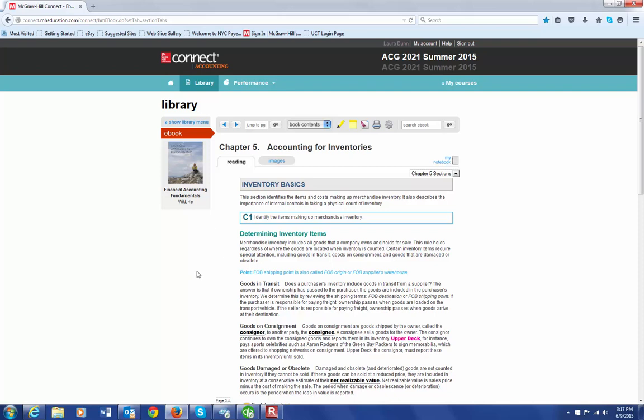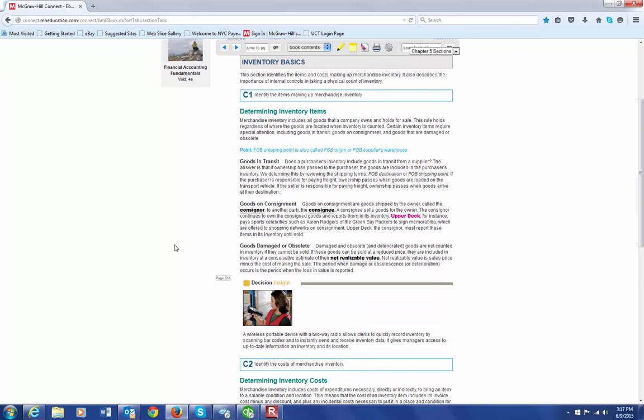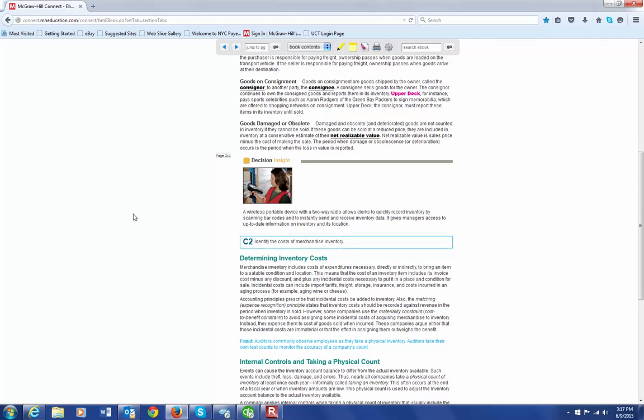All right, in this first section in Chapter 5, there are some definitions that you should look at and read for yourself.